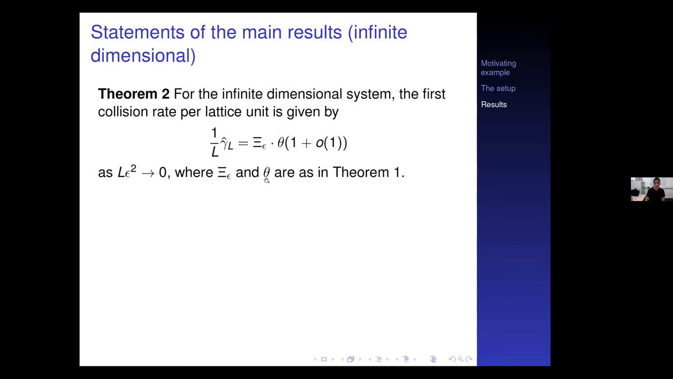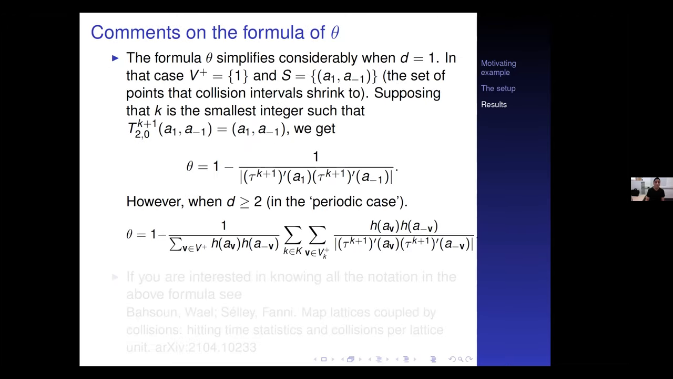And to finish my presentation, I'm going to illustrate the formula of theta. If you take a one-dimensional lattice, it's very simple. It's similar to what we see in one-dimensional dynamics. So you get the following formula in the periodic case. If you don't have periodic points, theta is simply one as usual. But in the periodic case, this is the formula of theta. However, once you take a lattice of dimension two and bigger, the formula starts to get very complicated.